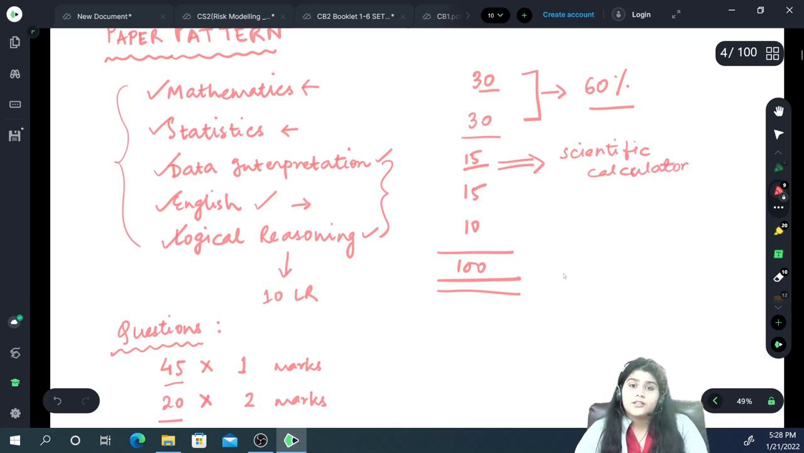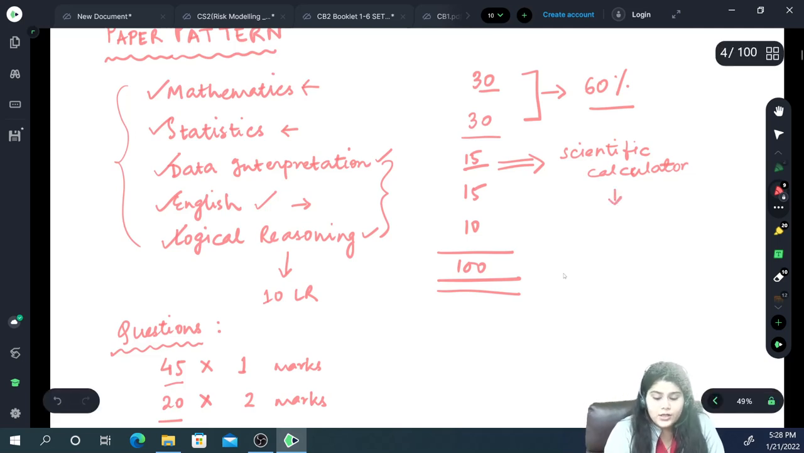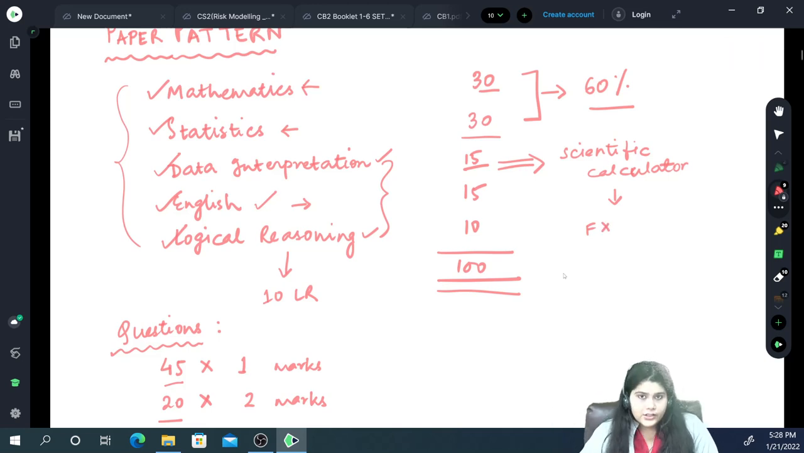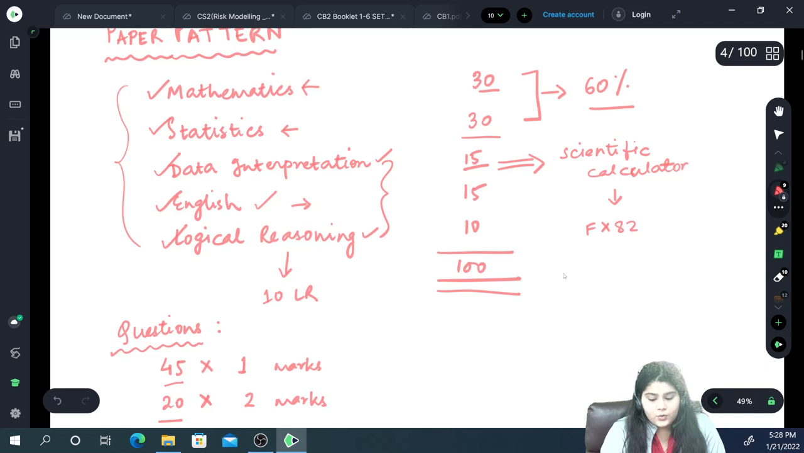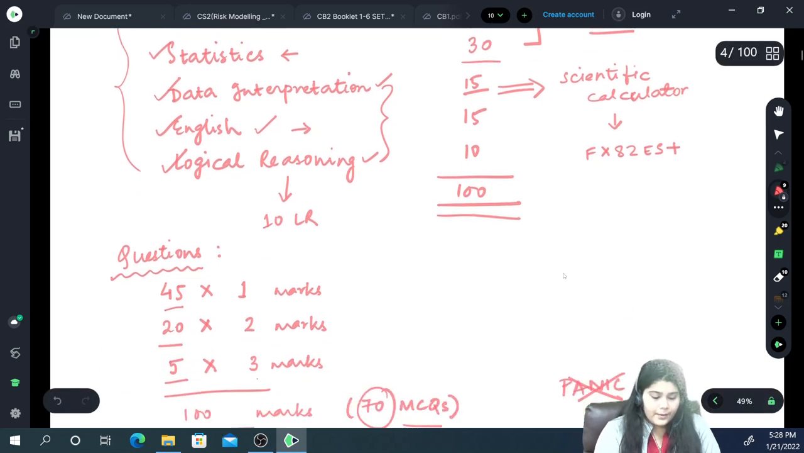In the ACET examination, the institute has given a list of calculators that are allowed for sitting in the exams. You can see that list on their website. One of the most common ones used for the entire actuarial study journey is FX82 ES+. This calculator is the most commonly available and the most commonly used calculator for actuarial students. Okay?